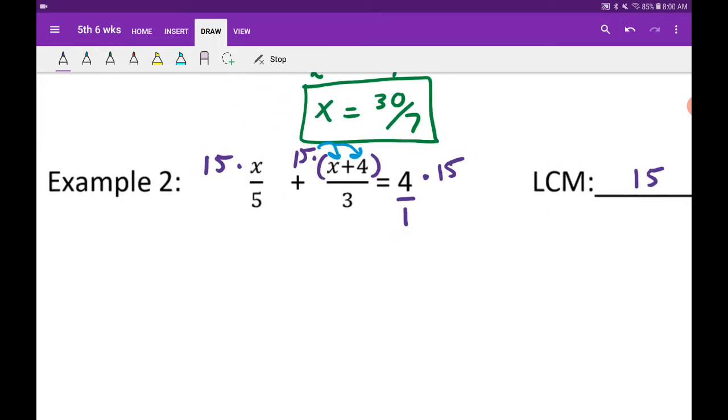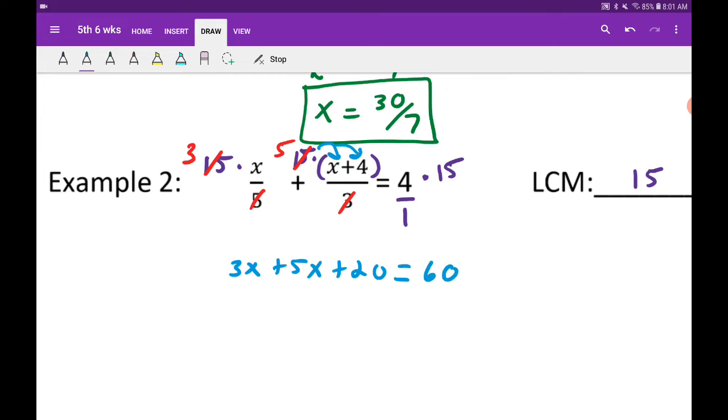Okay, so now let's go ahead and reduce the denominators, which are going to cancel out. So 5 goes into 15 3 times, 3 goes into this 15 5 times, and then 1 into 15 is just 15. Okay, so let's go ahead and do the math. So 3 times x is 3x. Now we're going to distribute that 5. 5 times x is positive 5x. 5 times 4 is plus 20. And then 4 times 15 is 60.